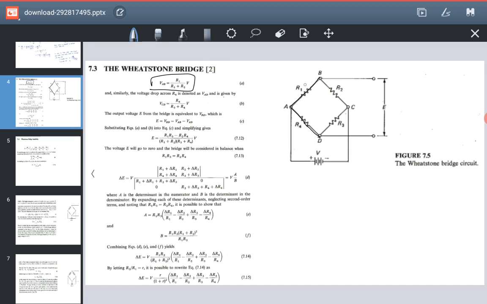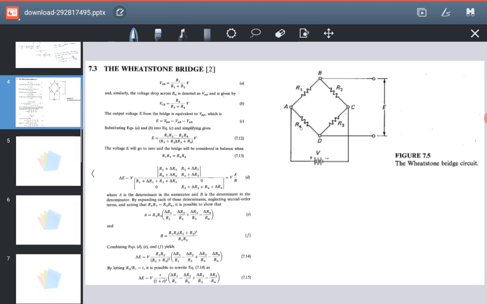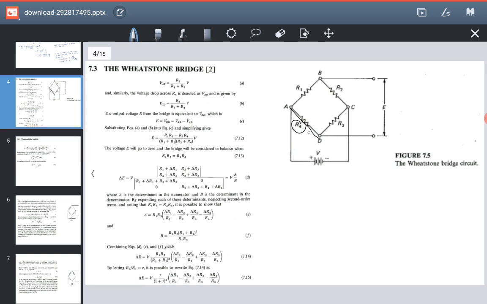So across AB it is R1 upon R1 and R2, and when it comes to AD, it is simply R4 divided by R4 and R3. So this is not VCD, it is actually VAD.